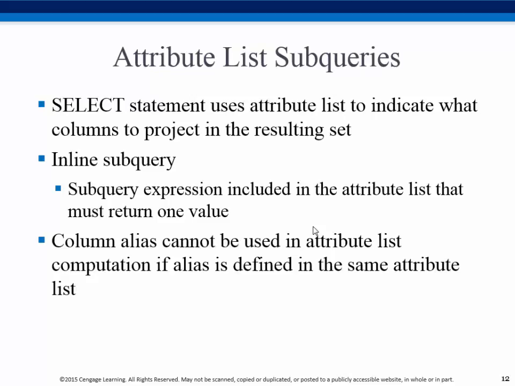Alright, an attribute list subquery. A select statement uses an attribute list to indicate what columns to project in the resulting set. An inline subquery expression included in the attribute list must return one value. A column alias cannot be used in attribute lists. Computation of an alias is defined in the same attribute list. And it shows you an example of an attribute list subquery on page 339 there at the bottom.